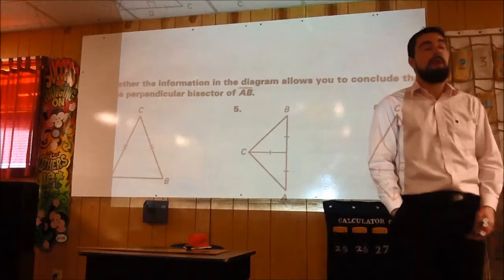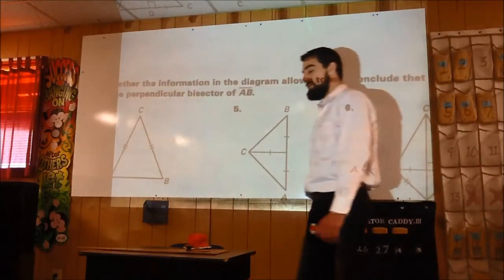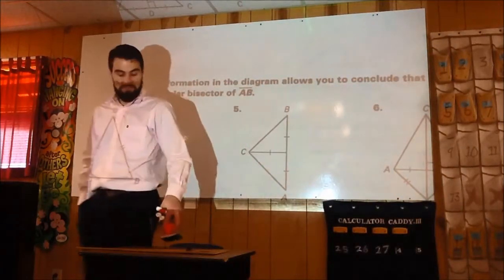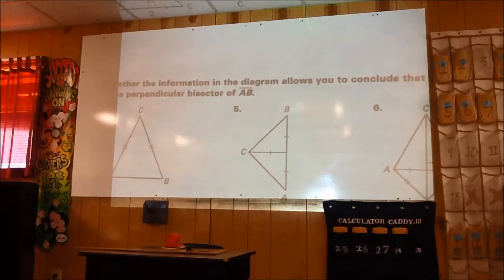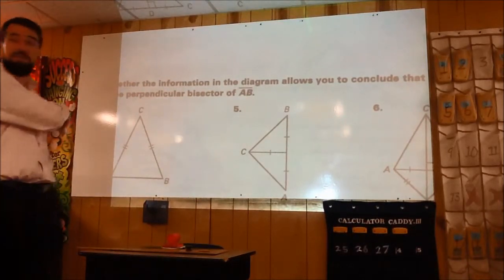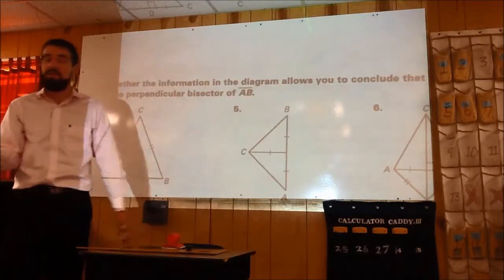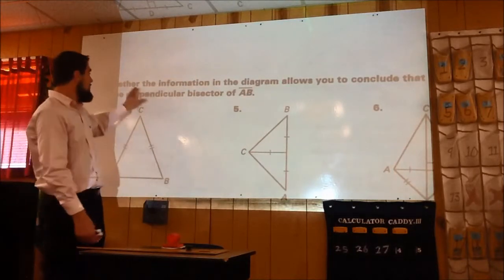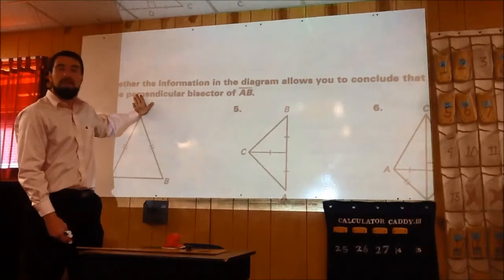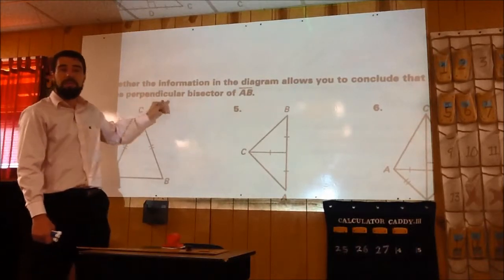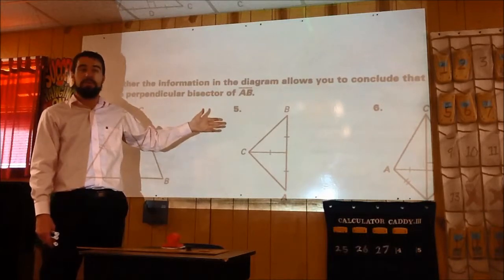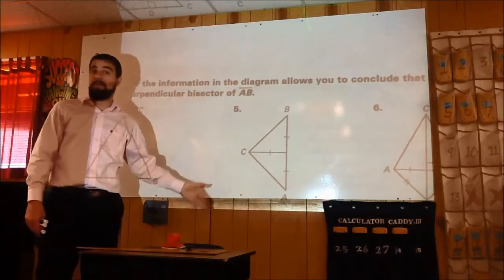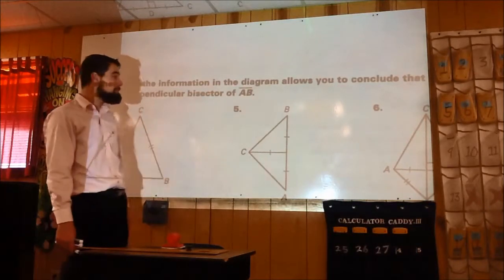To be equidistant from what? To the two endpoints of the segment. I haven't even looked at a single problem, but I know that if we're trying to conclude that a point is on the perpendicular bisector, then I'm going to have to show that it is equidistant from the endpoints. Because in order to be on the perpendicular bisector, it's got to be equidistant from your endpoints.